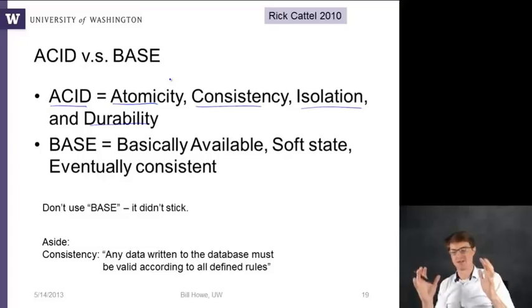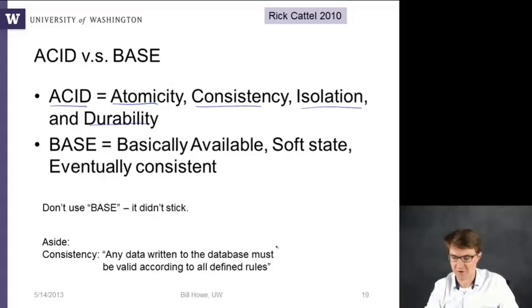So atomicity means that the entire transaction either needs to succeed or it needs to fail. Right? You aren't allowed to have partial transactions succeed. Consistency is the slipperiest one in my mind, and this quote down here maybe captures that. It's sort of any data written to the database must be valid according to all defined rules. And the question is, well, where do these defined rules come from?